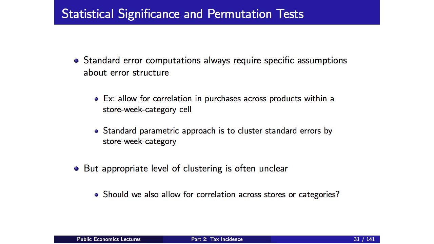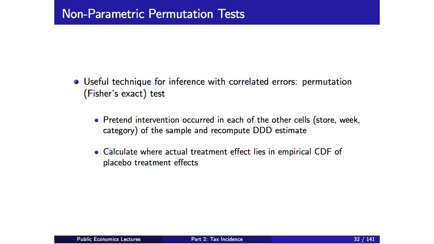There are all kinds of potential correlation patterns in the data, or even across stores, that this approach of clustering at the store-week-category cell level may not take care of, all right? And so the generic problem is that the appropriate level of clustering is often unclear. So what I want to talk about is a different approach, a non-parametric permutation test that deals with this issue and is, I think, a very useful thing to have in your toolkit.